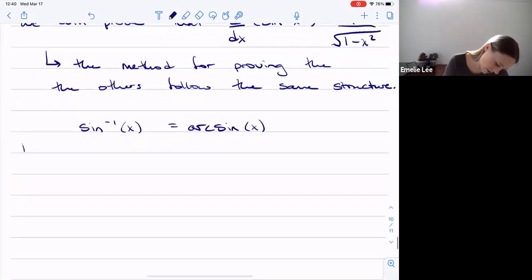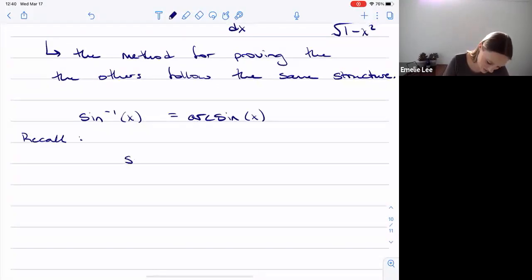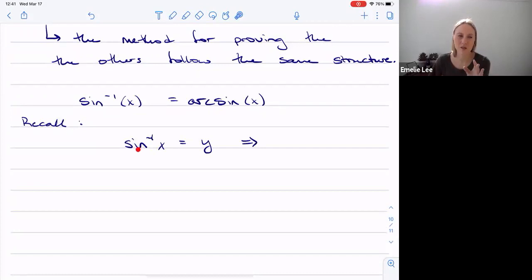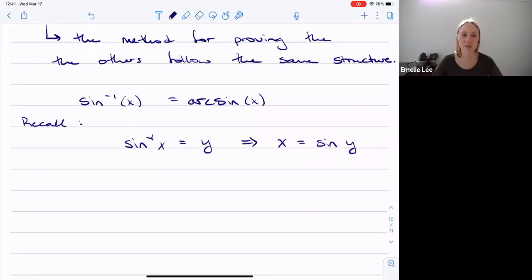And so what we want to recall is what it means to be the inverse. Well, if the sine inverse of x equals y, that's the same as saying, remember, probably from high school, if you're working with sine inverse, then you can move it over to the other side and it just becomes sine y. So then this is the same as saying x equals the sine of y, right? No inverse anymore because it's shifted over.